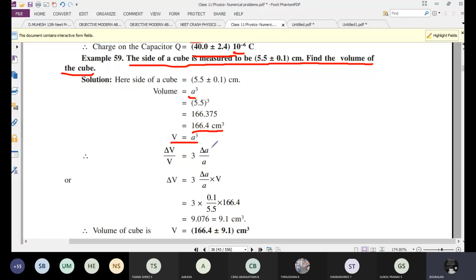So what is del A? Mean absolute error. A, true value. So the mean absolute error from the question is 0.1. True value 5.5. And the V value, so this is the V, no? The V value is 166.4. So do the calculation part.